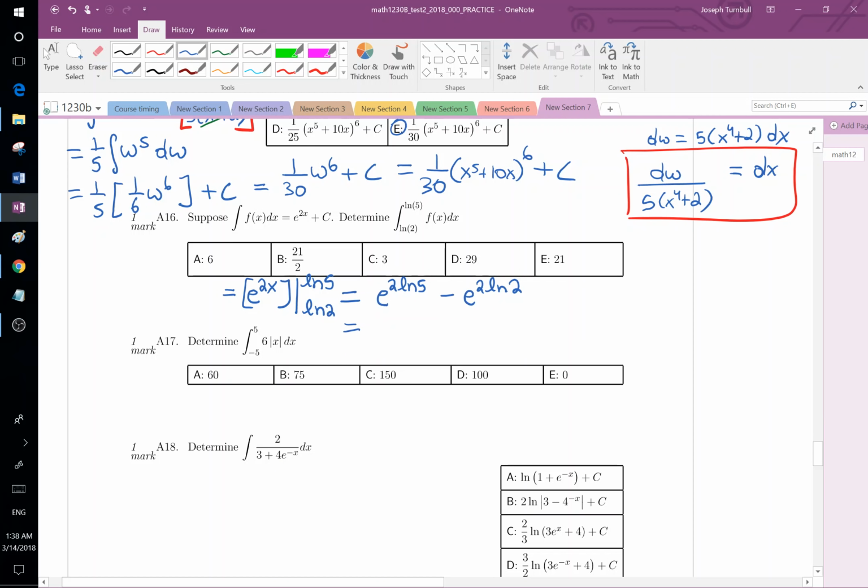We had some stuff like this on the first test, where we had to simplify expressions like this. The way we simplified them was we brought the number in front of the log function up as a power. So we have e to the ln of 5 squared minus e to the ln of 2 squared. Now we use the cancellation law. E and ln cancel, e and ln cancel. And we get 5 squared, 25, minus 2 squared, 4, which is 21. Option E.